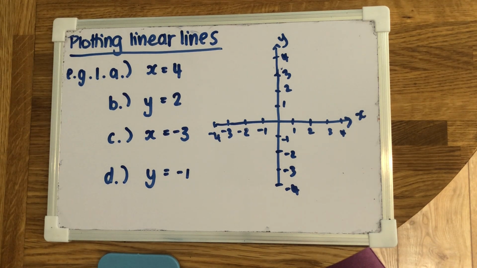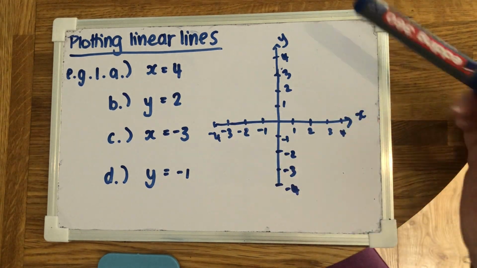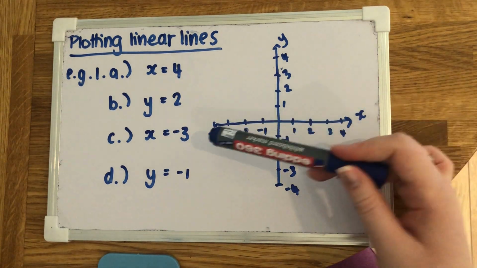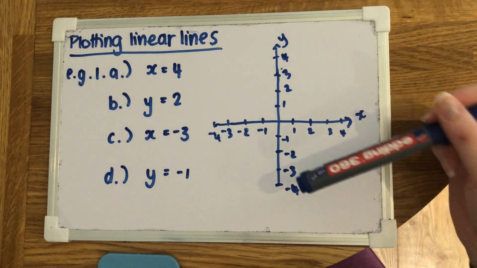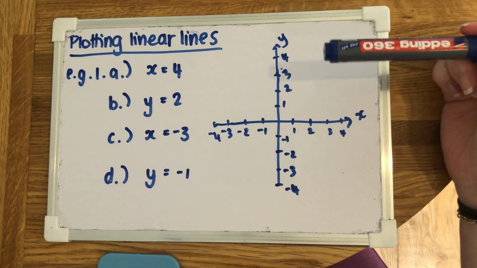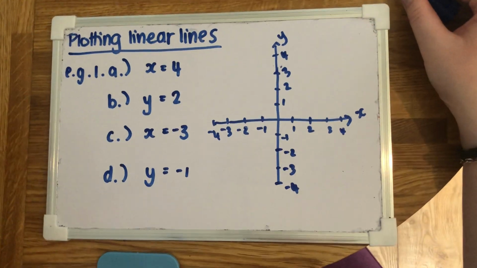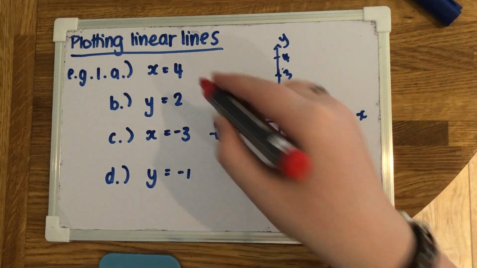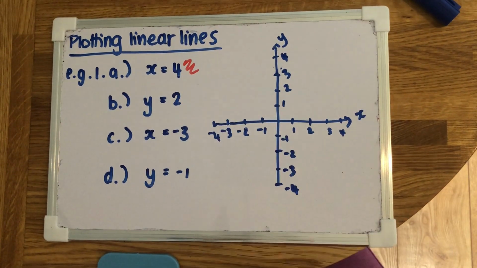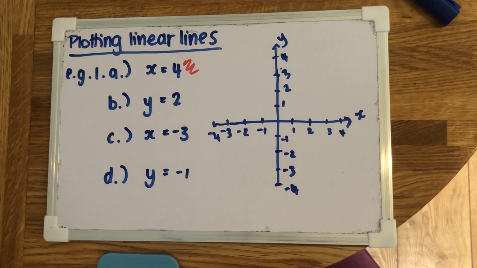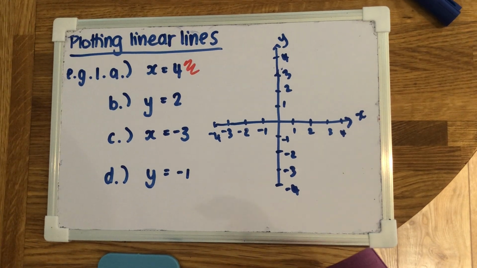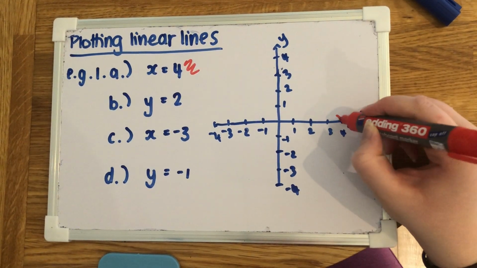So first thing, you've got these axes here. The one going horizontal is called the x-axis, and the height one is called the y-axis. Okay, now this actually helps us quite a lot when we're plotting. So I'm going to start with x equals 4. So if you can find where x equals 4 on the x-axis, x equals 4 is here.